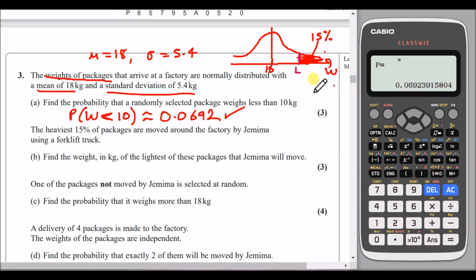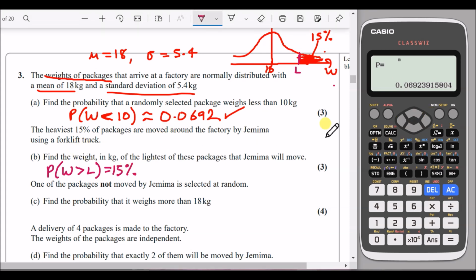Now, when we look at this as an equation, as a probability equation, this is telling us that the probability that the weight is bigger than L is 15%. That's what we have here. Weight that is bigger than L equals 15%. Now, when we put this in a calculator, we can't actually solve this because calculators only work with, if we remember, the CD, the cumulative distribution, and the PD. So we need to rewrite this in terms of the cumulative distribution form.